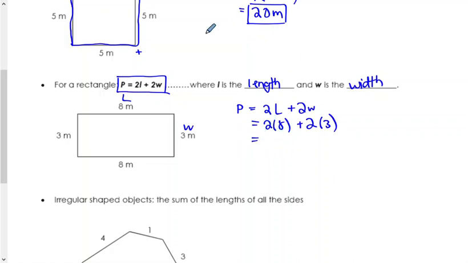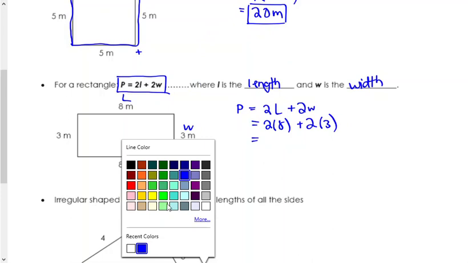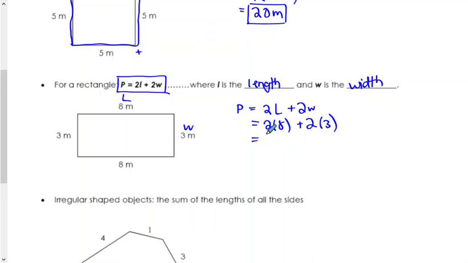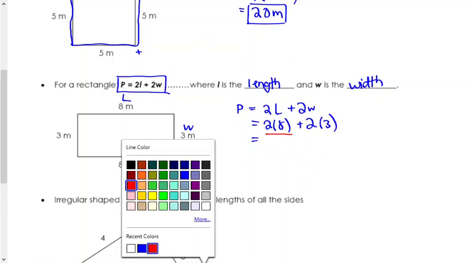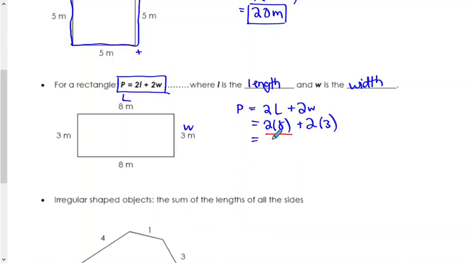And then remember your order of operations. So we have to do multiplying before we can do addition. So 2 times 8, I get 16. And 2 times 3, I get 6. And lastly, I can finally add. So 16 plus 6, I get 22. And if I take a look here, my units are meters.